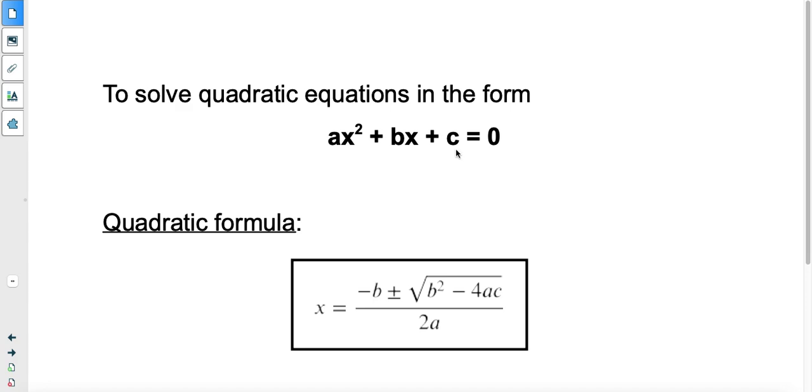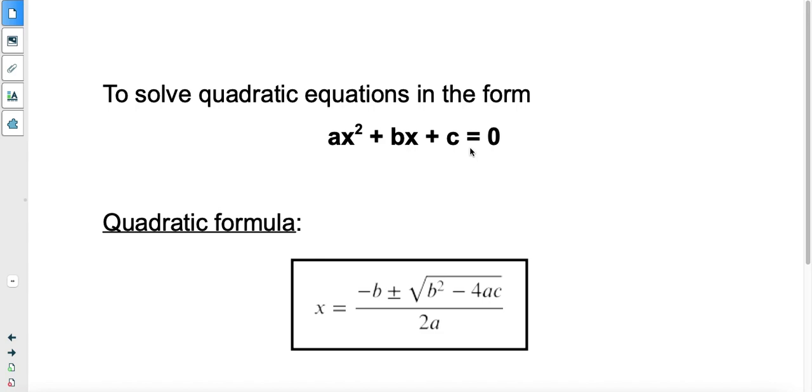Something I want to note too is you can only use the quadratic formula if your quadratic equation is equal to 0. So, you need to make sure your quadratic equation is equal to 0 before you can use the quadratic formula.